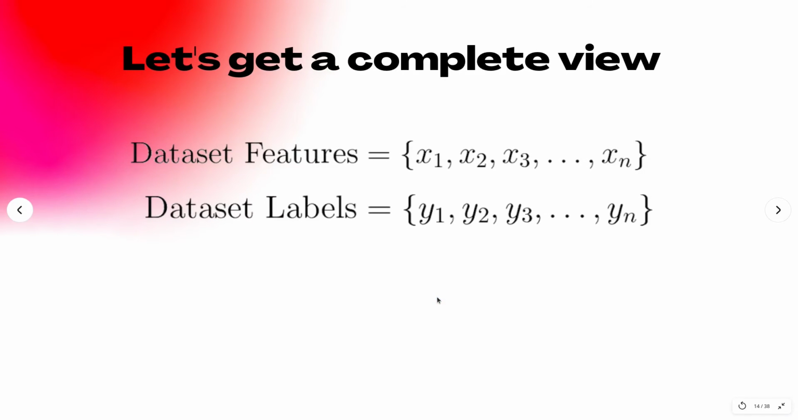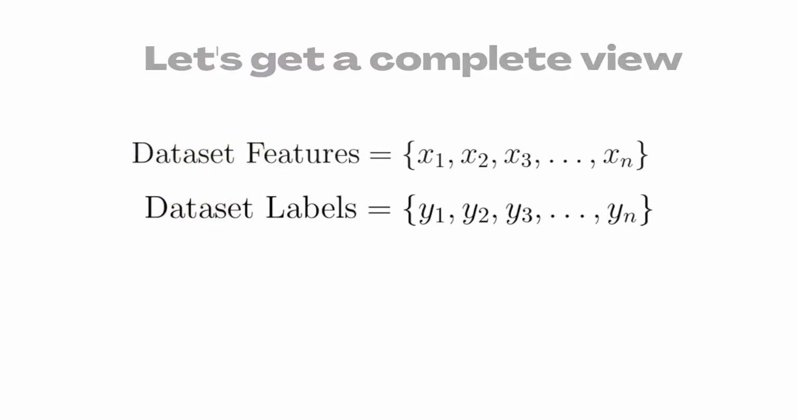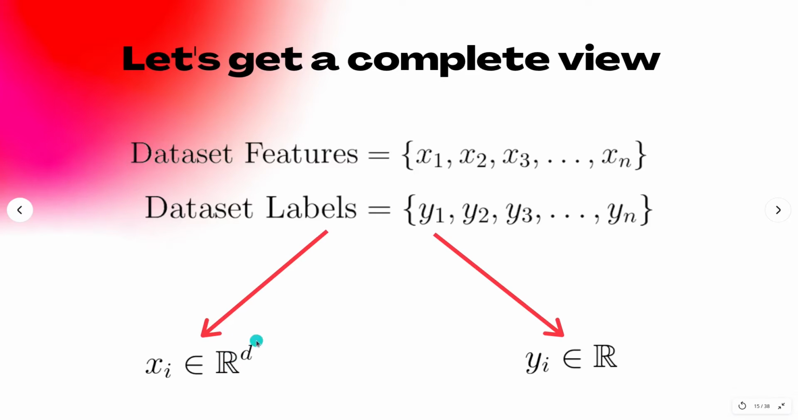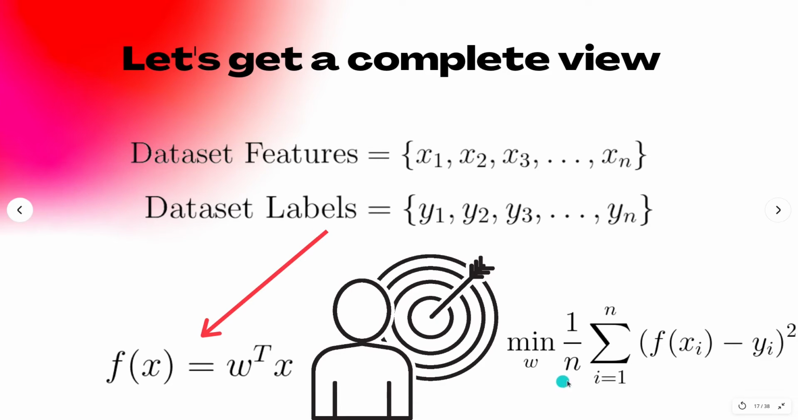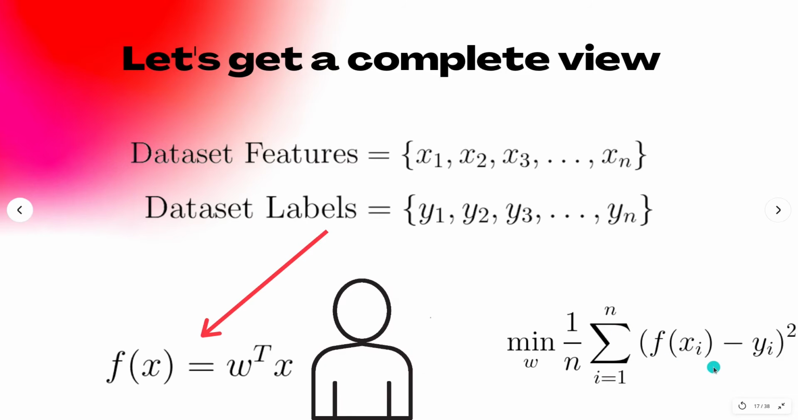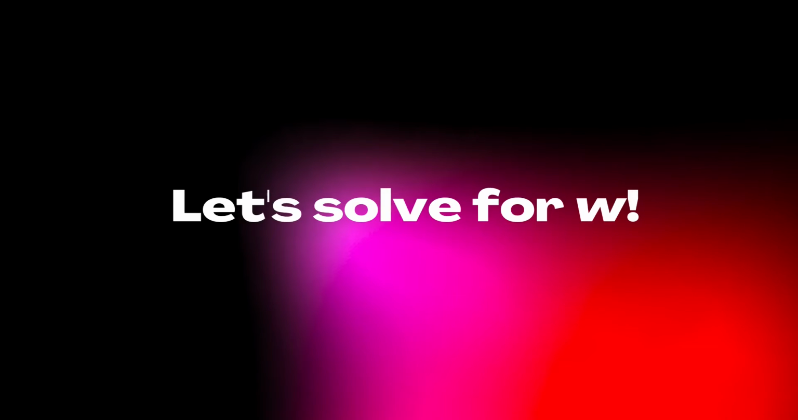So let's get a complete view of the problem. We have data set features, which are x1, x2, x3, until xn. So this is the data set, and each x has a dimension of d, right? There are d minus 1 parameters and 1 for the bias, and the data set labels belong to R because they are scalars. They are simple scalars, that is nothing but the price of the house. So our function f of x is w transpose x, and our aim is to minimize 1 by n, sigma i equal to 1 to n, f of xi minus yi, the whole square. This is our aim. Let's solve for w.